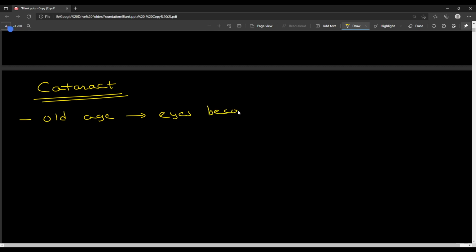Now, let us talk about cataract. There is one more last problem we have to deal with in the eye, and that is cataract. So let us see what this cataract means. Our eyes technically have muscles in them, and over the years, in old age, they become very weak. So technically in old age our eye becomes weak.